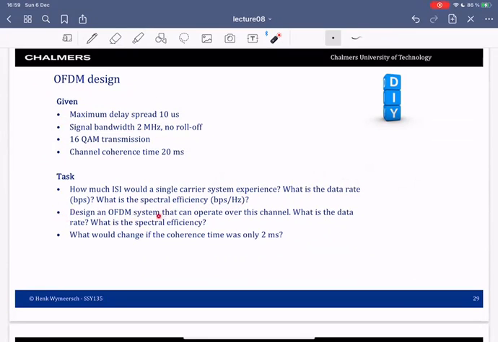Now, if you design an OFDM system, how should you design it to operate over this channel? So you should take into account the delay spread and the coherence time. What will then be the data rate and the spectral efficiency? And finally, how would your design change if you reduce the coherence time from 20 milliseconds to 2 milliseconds? So as always, please pause the video and then you can get back to the solution.